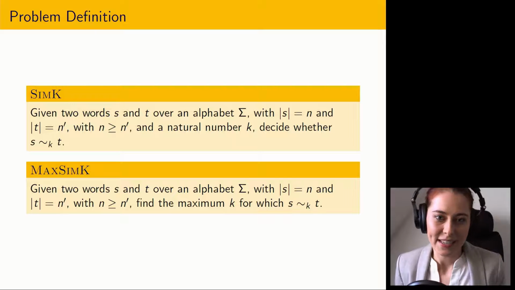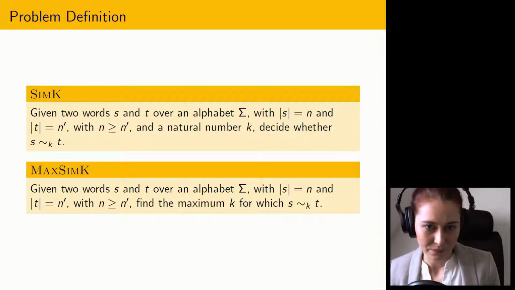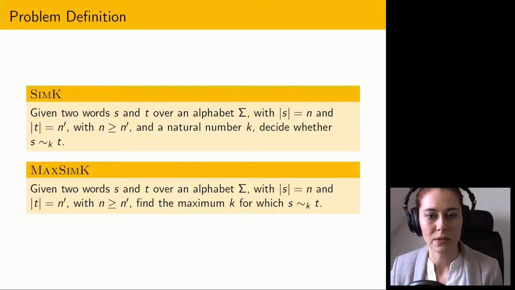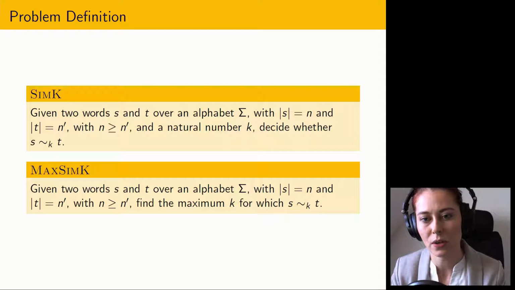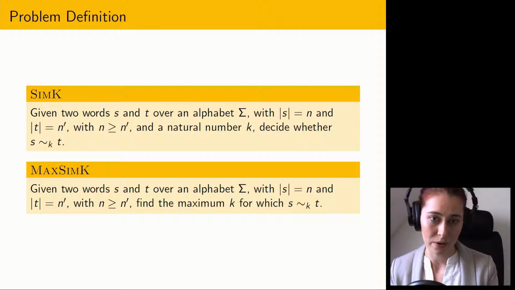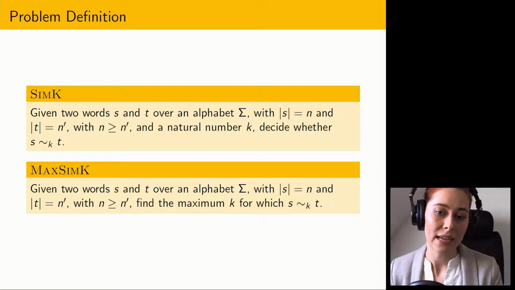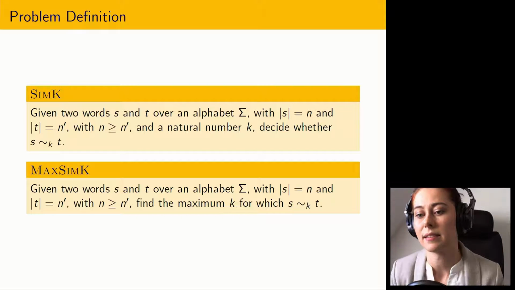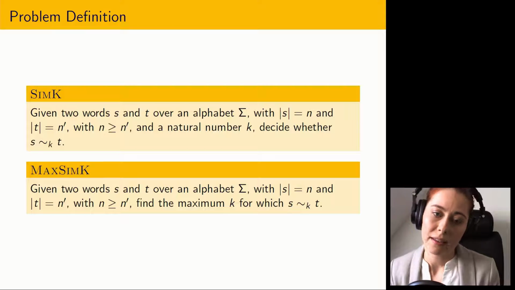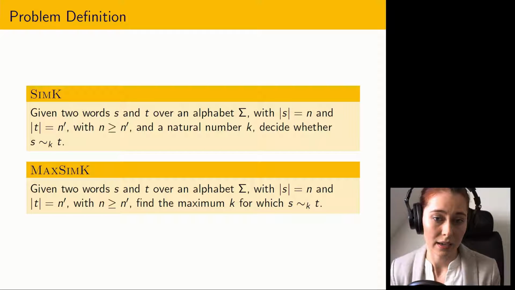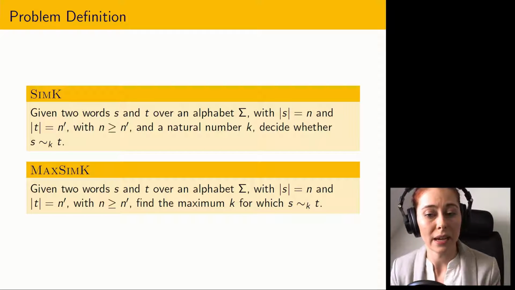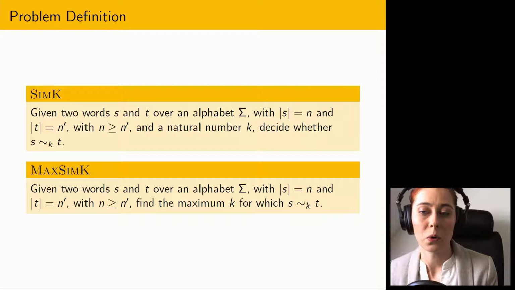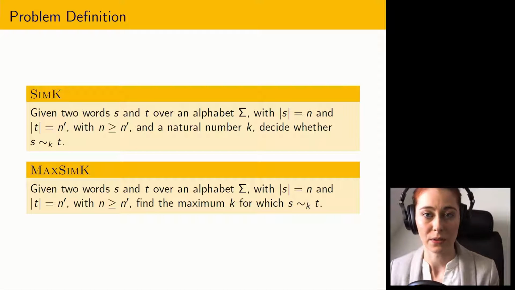After all these examples, we come to the definitions of our two main problems covered in our paper. This is on the one hand the decision problem SimK, where we decide whether two words S and T are equivalent under Simon's congruence SimK for a given K. And on the other hand, this is the problem maximK, where the goal is to find the maximum K such that the two input words are equivalent under Simon's congruence SimK.